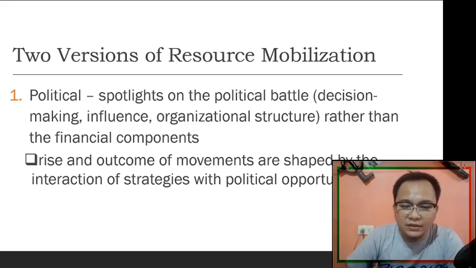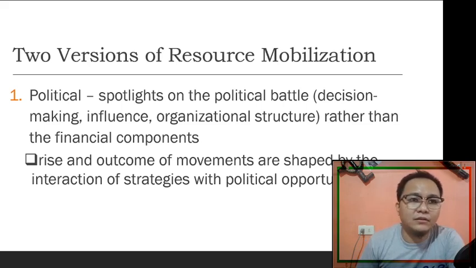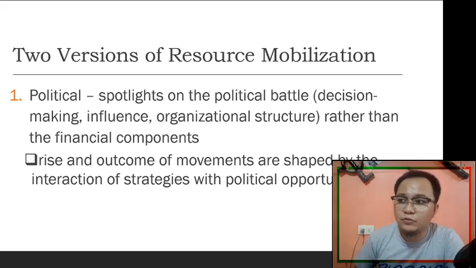So the rise and outcome of movements are shaped by the interactions of strategies with political opportunities. Again, the political opportunities is all about achieving a certain goal. And that goal is very determinant on what particular community engagement activity or which specific community that an organization aims to reach out to.